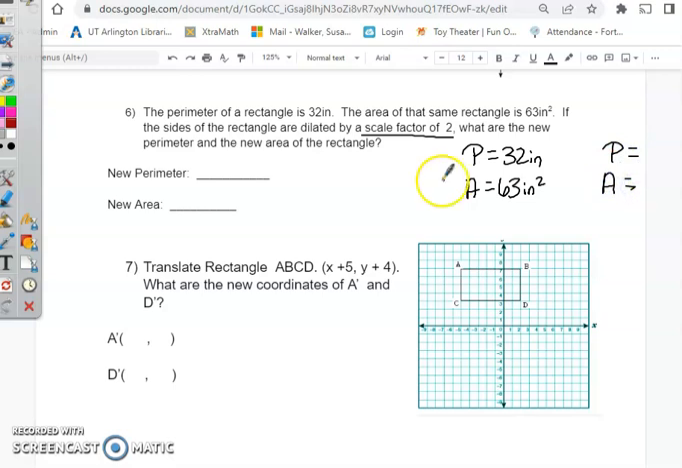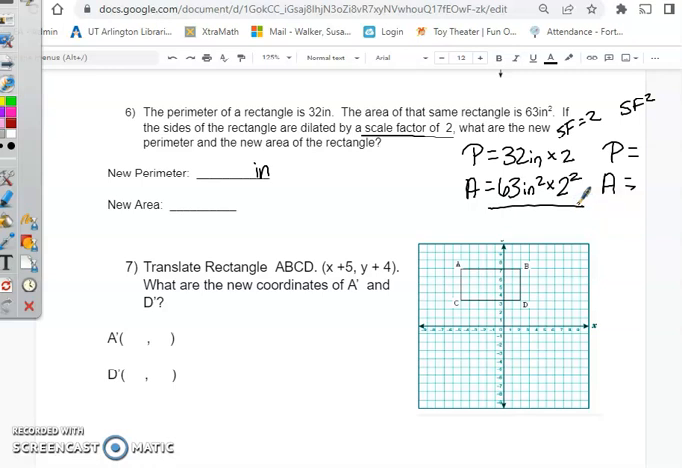So remember, perimeter changes by the scale factor. So that means I multiply that by 2. 32 times 2. That's going to give me my new perimeter. But area does not change by scale factor. It changes by scale factor squared. So it would be changing by 2 squared. So punch that into the calculator and you'll get the new area.